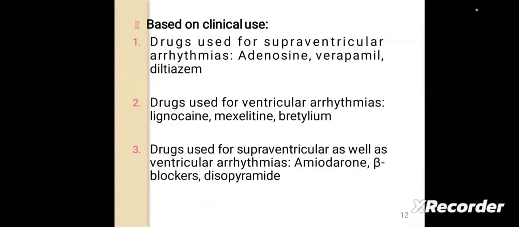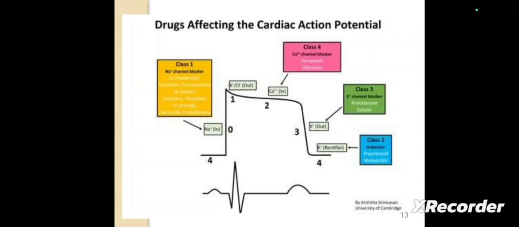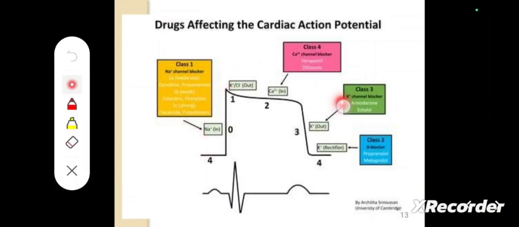Look at this diagram. This diagram indicates the different phases and the different ion channels responsible for generating each phase. Here the sodium channels are responsible for generating phase 0. Here the potassium channels are responsible for generating phase 1. Here the calcium channels are responsible for generating phase 2, and phase 3 is again generated due to the potassium channels. So we can directly target these channels and normalize the heart rate.